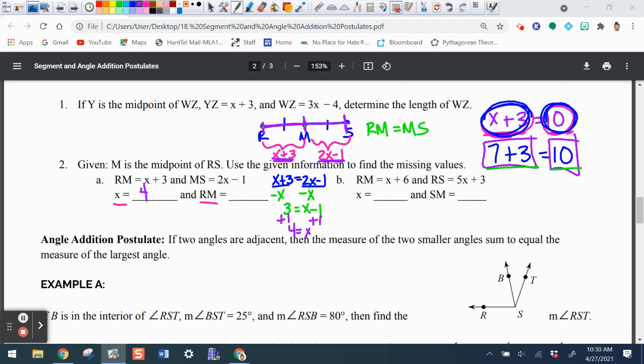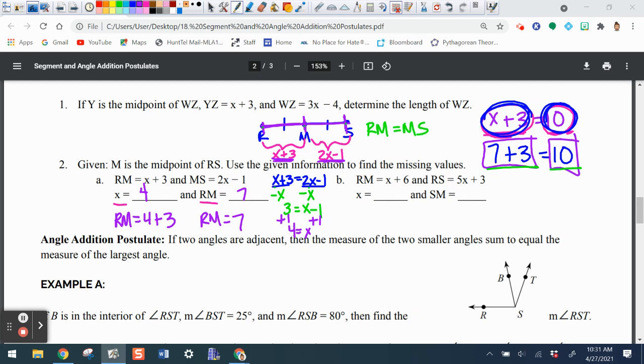They did, in fact, want us to find x, or what x equals. And now that we know what x equals, we can find the length of RM by plugging in or substituting 4 for x. So RM is equal to 4 plus 3, which is 7. So the length of RM is 7 units.